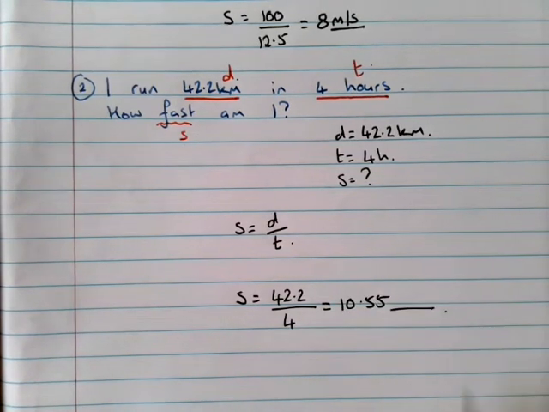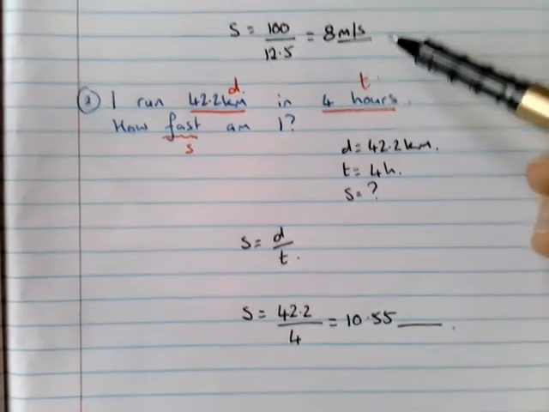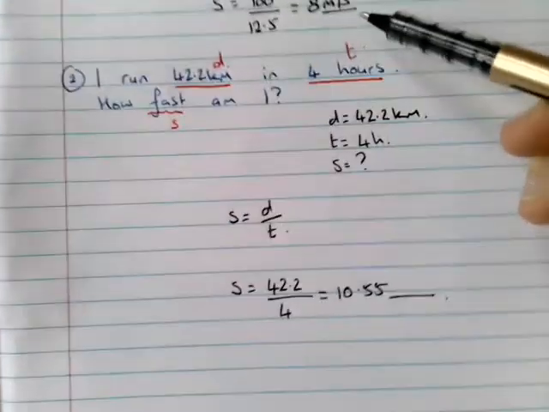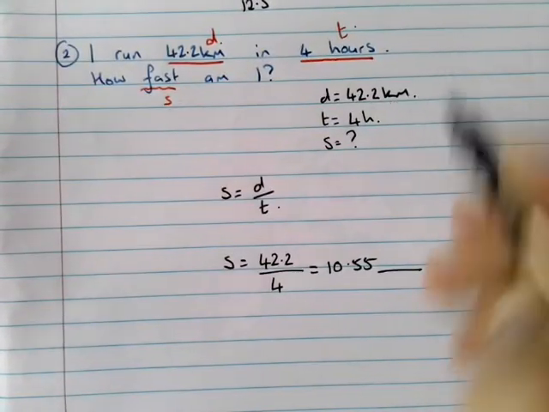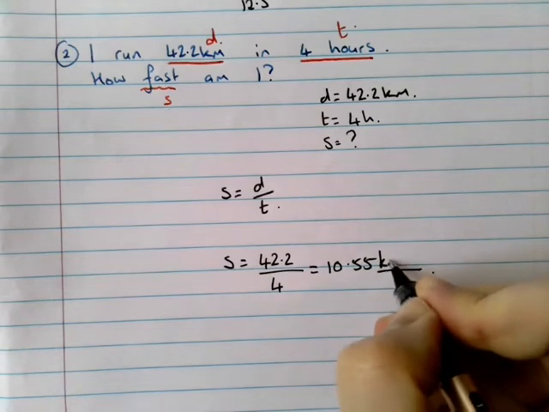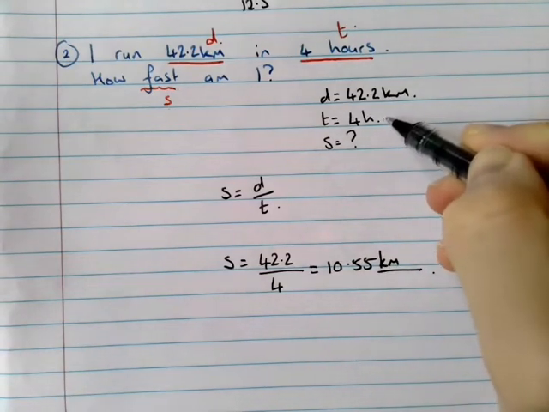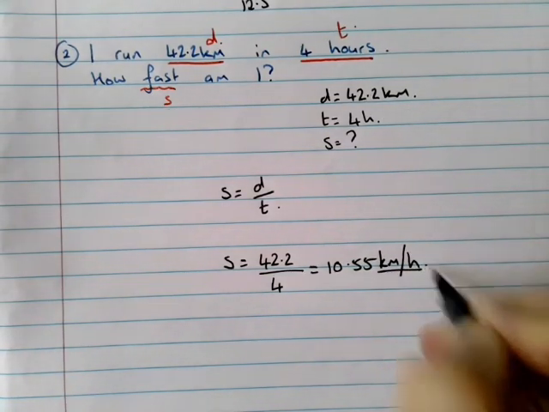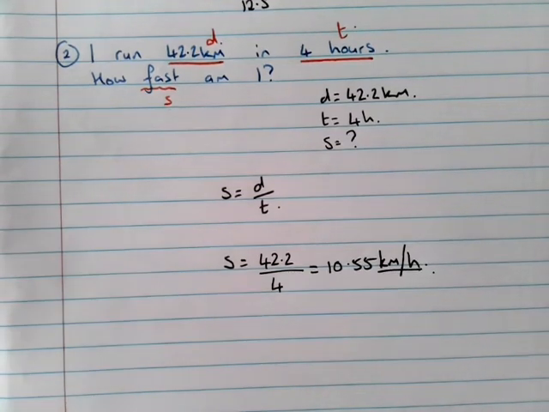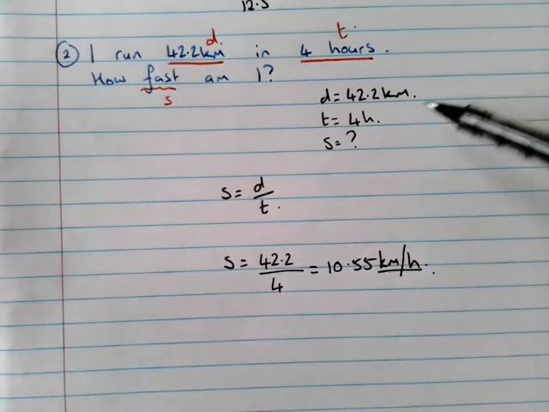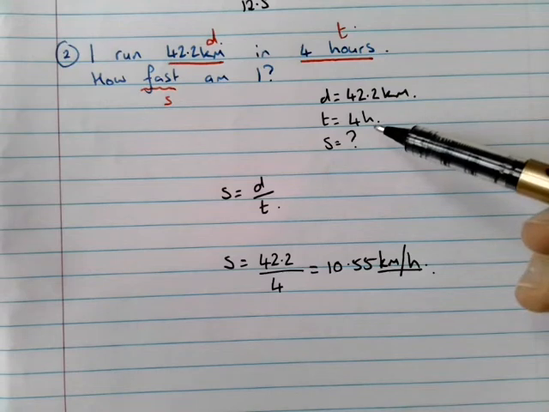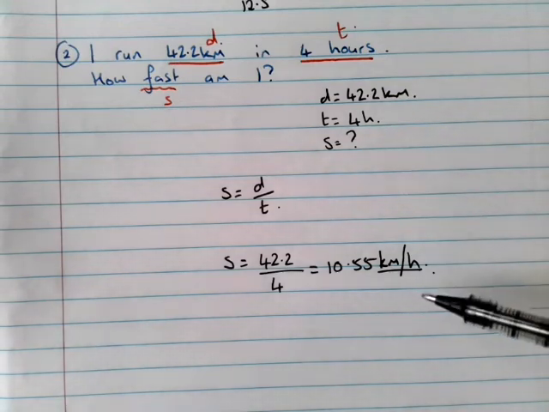10.55. Now, the final thing is, of course, the units. In the last question, my units were meters per second. However, this time, my distance is in kilometers. So it's going to be kilometers, and my time is in hours, so kilometers per hour. All right? So, depending on what the units for the distance and the time are, that will change what the units for the speed is. Okay?